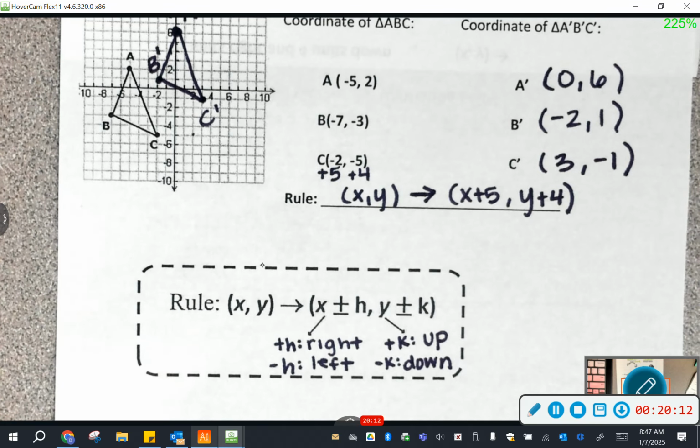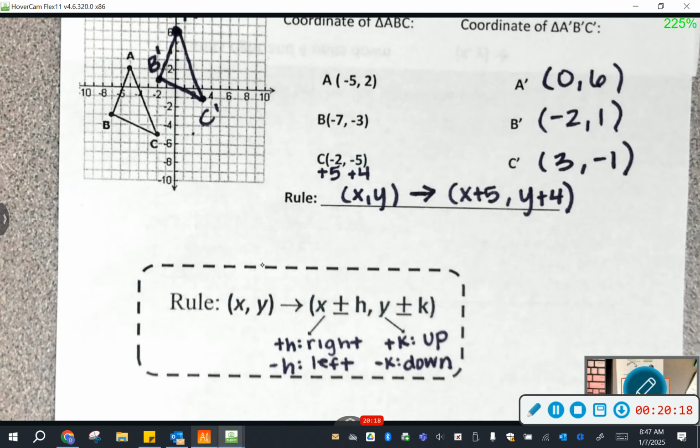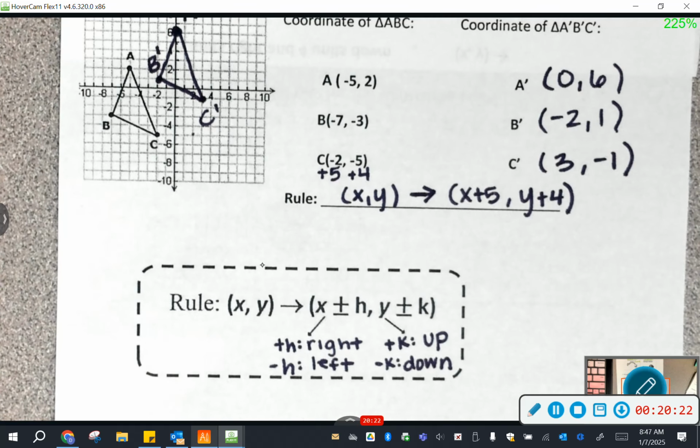Why h and k? I have no idea. I don't know who created that, but you're going to see h and k come up in Algebra 2 and in all your math classes. I don't know why they chose h and k. Good question.